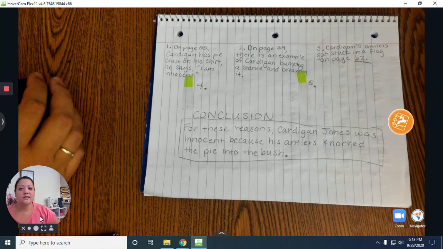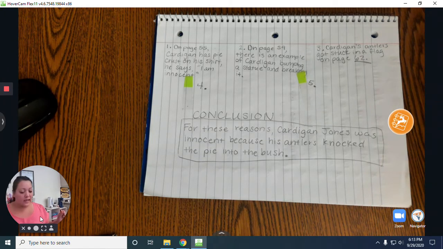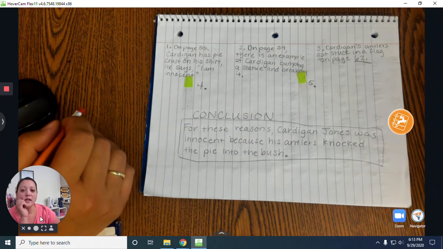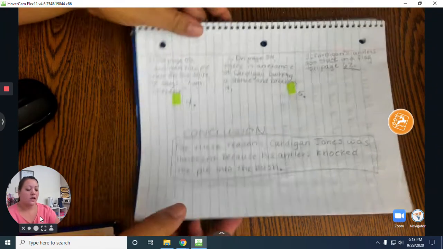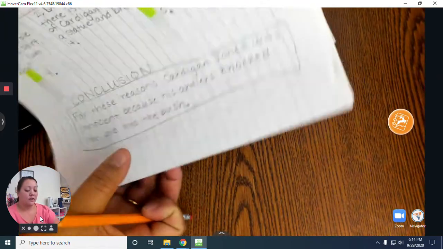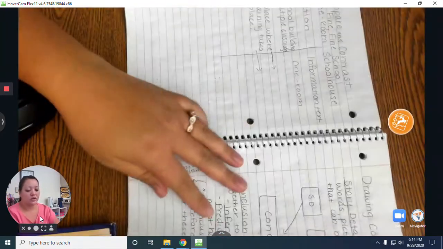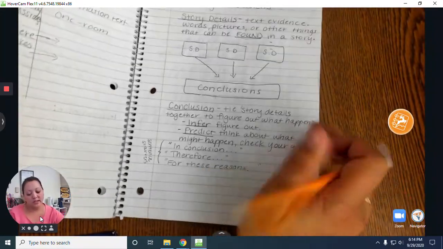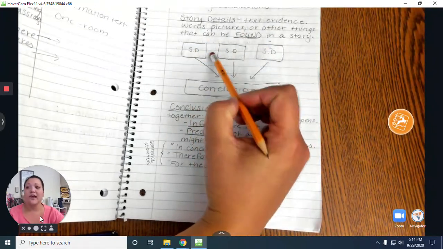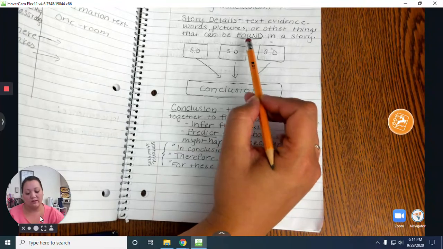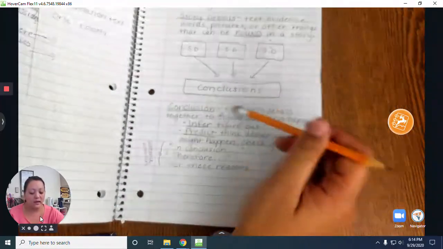Today is the last day of September 30th, 2020. And right now, you are going to continue the process of finding story details, which, if I could remind you what story details are, these should be in your notes, and these notes are also found online. Story details are text evidence, like words or pictures or other things that can be found in the story. So that's really important that we can find it in the story and that we then draw a conclusion.